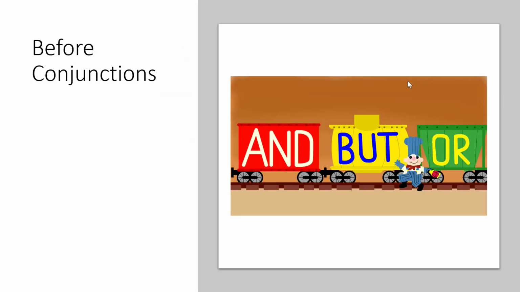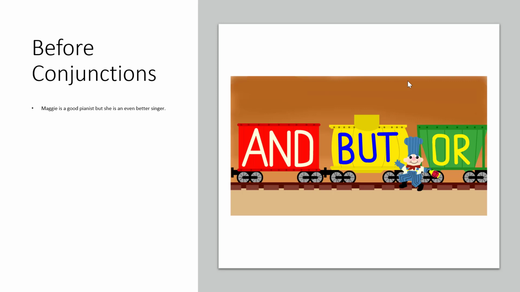Commas are also used before conjunctions. Just as a matter of clarity, a conjunction is a connecting word, and the most common conjunctions are and, but, and, or. And the golden rule when you are using commas and conjunctions, you are taking two individual simple sentences that could stand on their own as individual sentences, and you are using that comma and that conjunction to connect them.